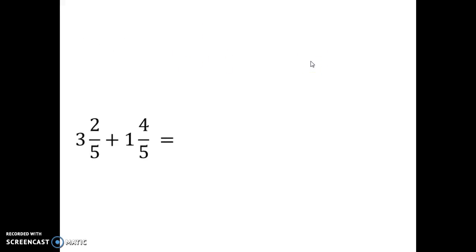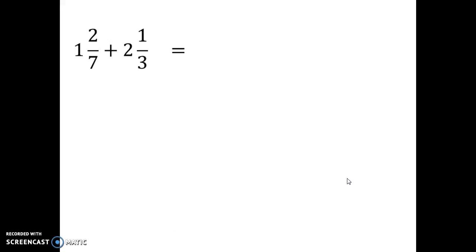If I have this example, the 3 plus the 1 is 4, then adding up the other parts, I would get 6 out of 5. Now here I've got an improper fraction. I need to change that into mixed numerals. So it's like, how many 5s in 6 is 1, with a remainder of 1. Now I have to add again. So 4 plus 1 is 5, and I would have 5 and 1/5.